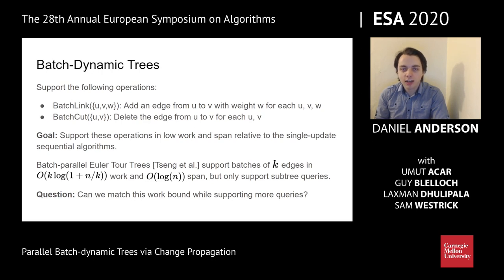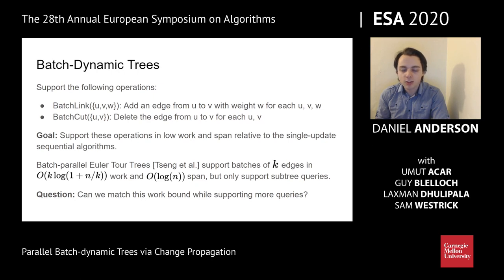If the batch size k is small, then it's roughly log n work per edge, which matches the work performed by the standard sequential algorithms. However, if the batch size becomes large, then the work per edge tends towards constant. Say if k is n, then we perform just constant work per edge, which is better than the work performed by the standard sequential algorithms.